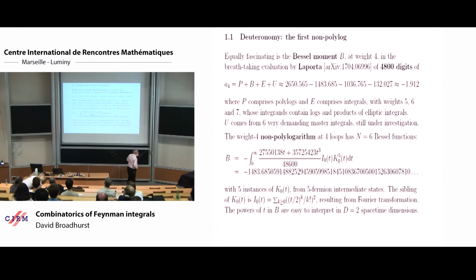This Bessel function is a solution to Daniel Bernoulli's equation for the 0th order Bessel function that has a logarithmic singularity at the origin, but falls off exponentially at large t. T will stand for time in here. It's the proper time between here and here. And there are 5 of them.